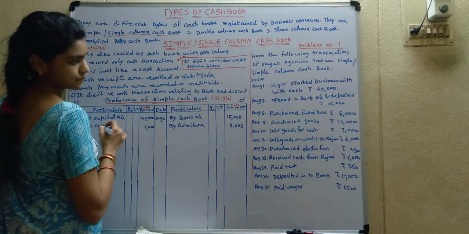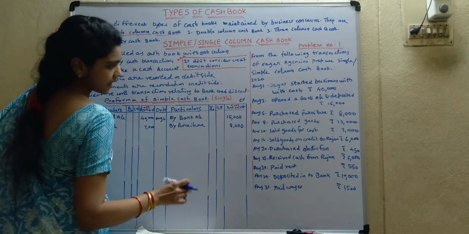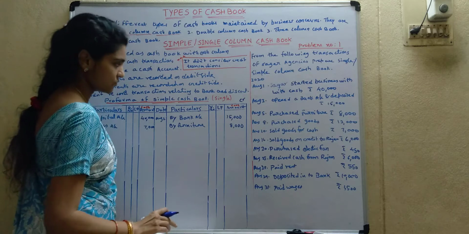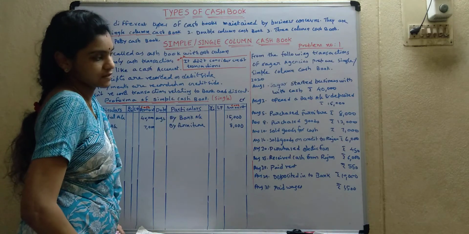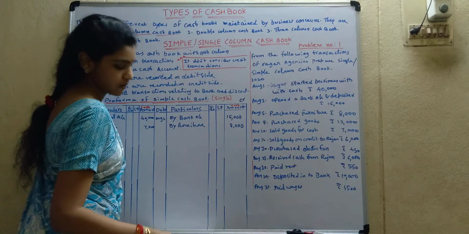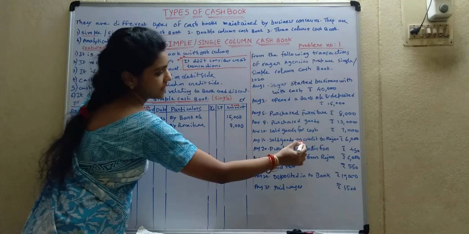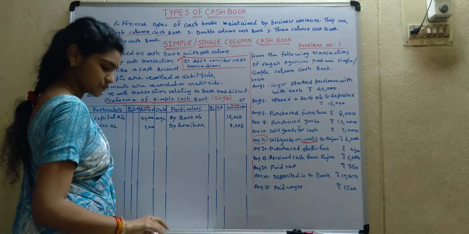And next, August 16th, sold goods on credit to Rajan. What is the rule you have to follow here? We didn't consider credit transactions. So you have to leave this entry.